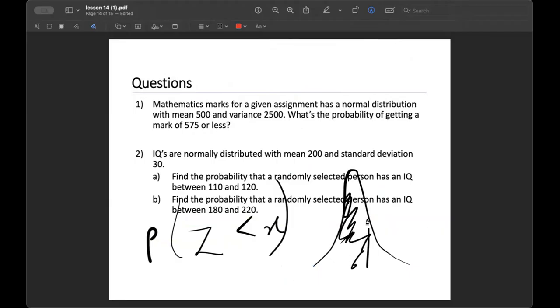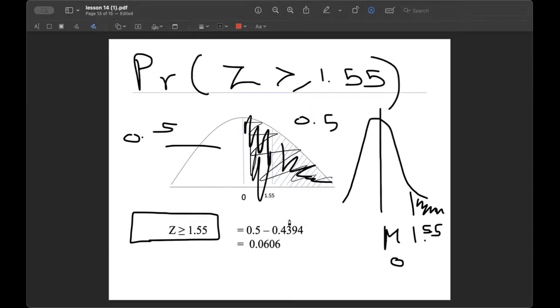So think about it: if we wanted this area from the total area, we would have to subtract the left side part from 1 to find this one. But for this question it is 0.5, because half is already given to us. So from this 0.5, if we read this section and subtract it, we get the colored region. That's the method. Is it clear? We'll do some questions.